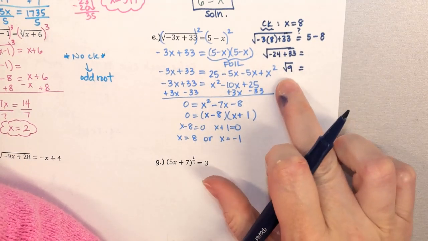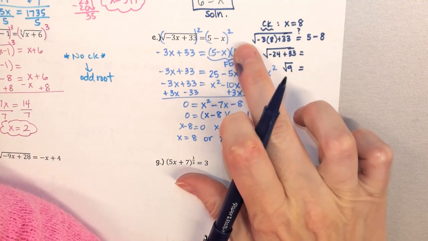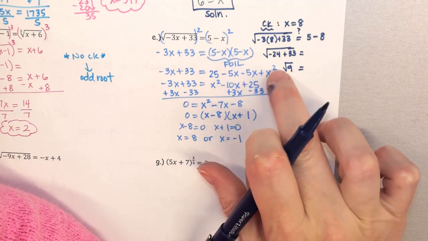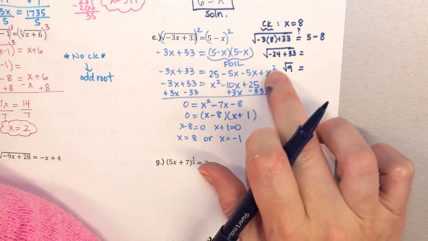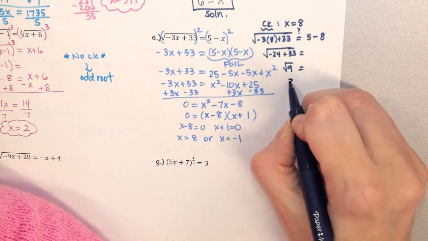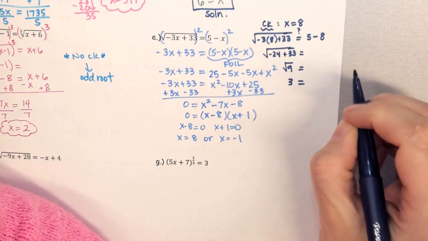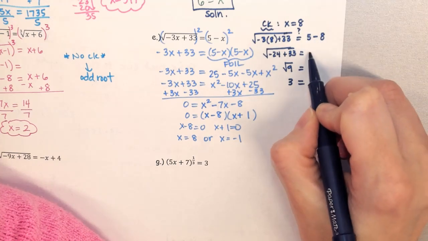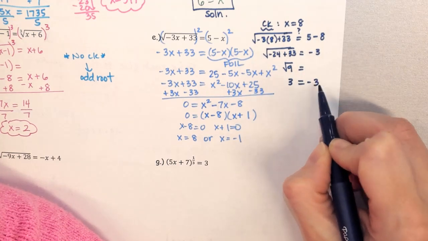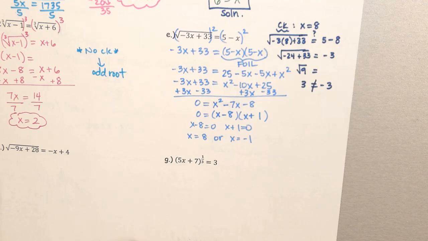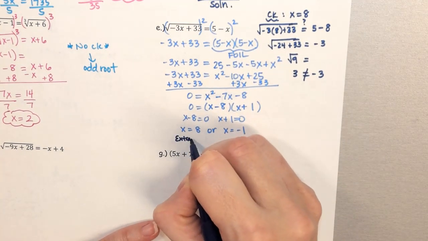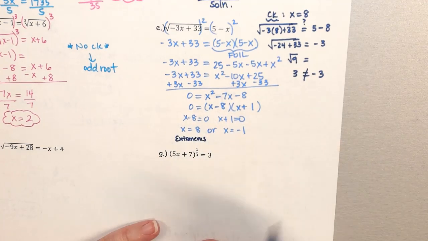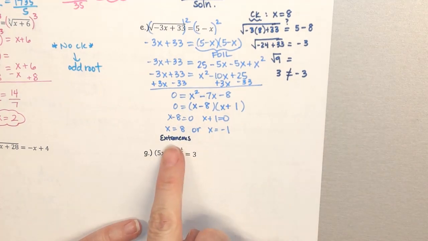Now when you take the square root of 9, your square root is already here. So when your square root's already there, the sign in front is the sign it has. So if it doesn't have any sign in front, the square root of 9 is 3. And we can see here 5 minus 8 is going to be negative 3. So these are not equal, and that means 8 is an extraneous solution. So we're just going to write it here that it's extraneous.